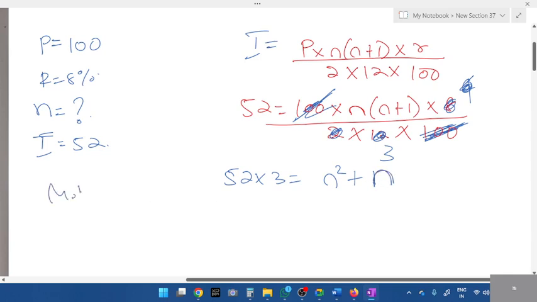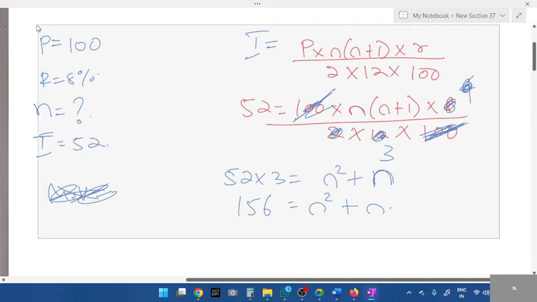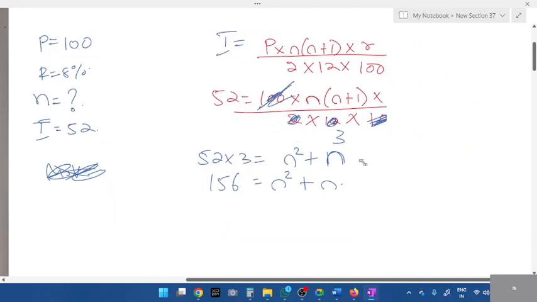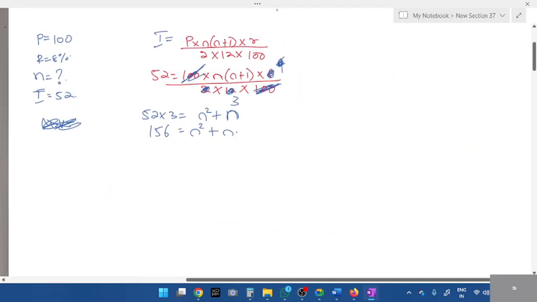Usually we used to write the maturity value, then substitute. It was complicated. This time I gave a very simple question. Next, 3 twos are 6, 3 fives are 15, so 156 is equal to N square plus N. Then, how do you find the value of N? Using which method?